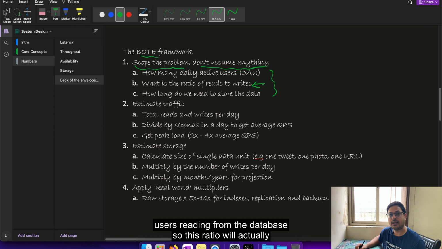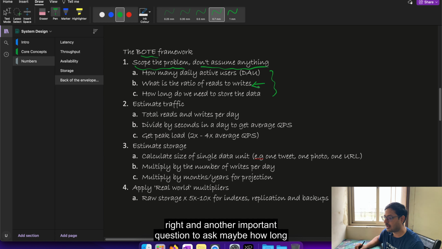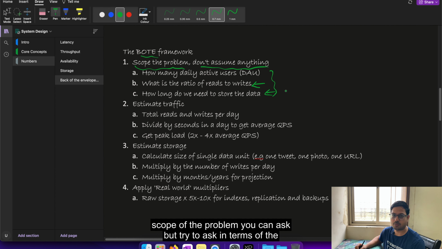So this ratio will actually impact the design of the storage side of the system, and maybe it will impact your caching layer and also data retrieval services, right? Another important question to ask may be: how long do we need to store the data? This will be useful when we are trying to design archival processes, backups, and things like that. So the questions can be endless here, depending on the scope of the problem, but try to ask in terms of the usage of the system, right?